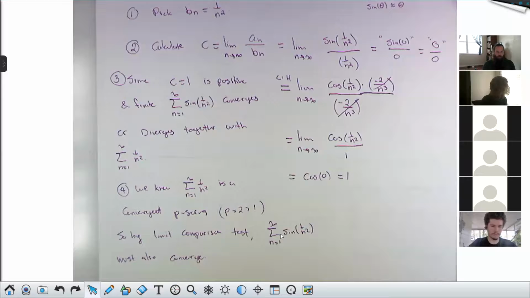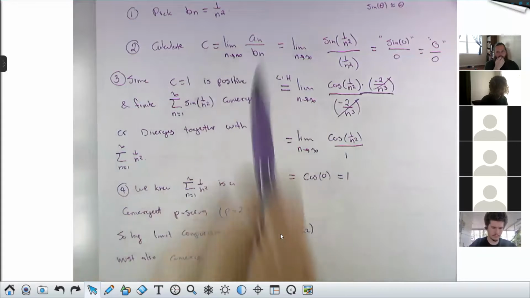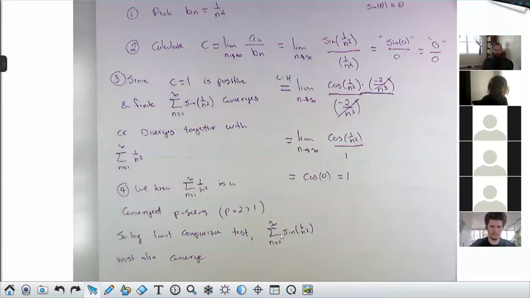Is it possible, when we do that limit, for it to be 0? And what would that mean? So if the limit here comes out to 0, the test is inconclusive. If the limit comes out to 0, or if the limit comes out to infinity, then the test is inconclusive and you need to go try a different choice of bn. Or if it's negative, yeah.